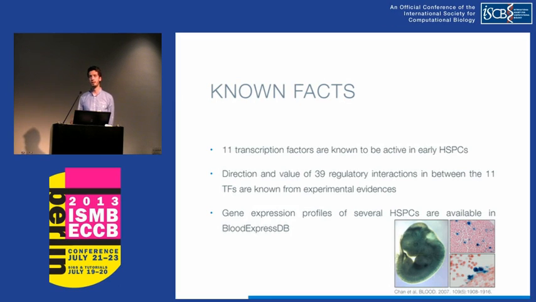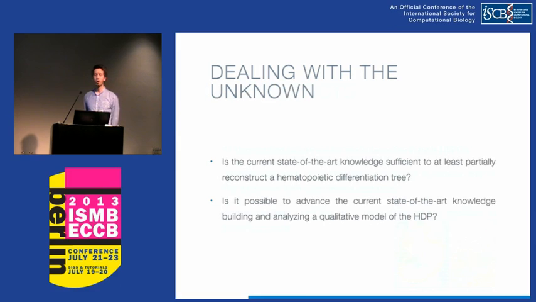And on top of that, we have also quite a few gene expression profiles for mature cell types and also intermediate cell types. So given this knowledge, we had two questions. Would it be possible to build a model based on this knowledge which can recapitulate, at least partially, the differentiation process? That was the first question. And the second question is, could it be possible then to use this model to make predictions and increase the current state of knowledge about the differentiation process?